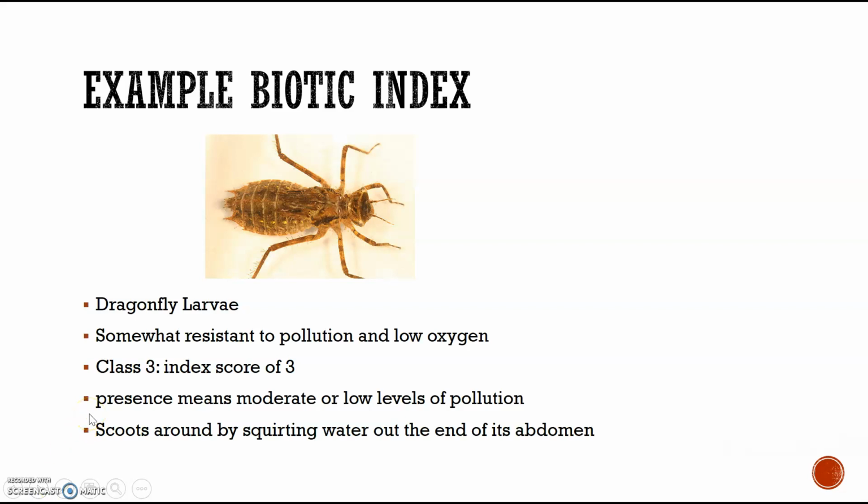And these guys are going to be super common. You'll probably see a bunch of them. They're dragonfly larvae. They're sort of in the middle as far as their resistance to pollution and low oxygen. So they have a class of 3 and an index score of 3. So their presence means somewhere moderate or low levels of pollution.